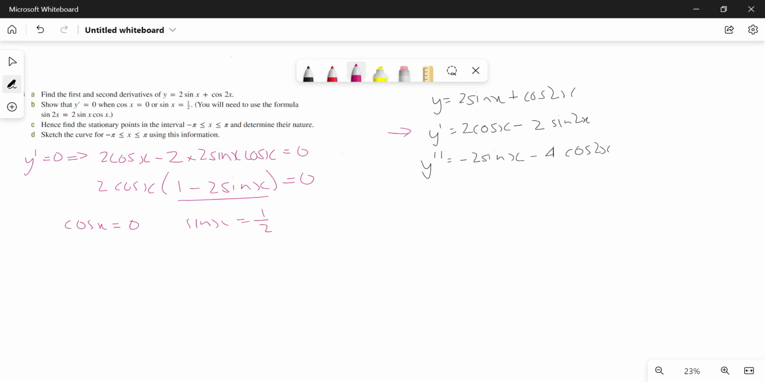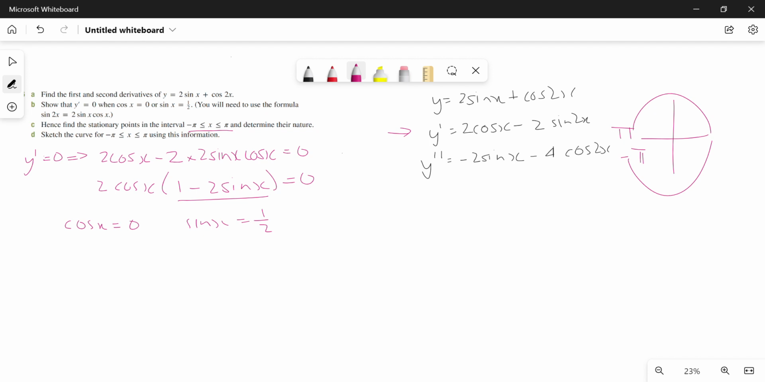Okay, now for cos x equals 0, it doesn't say what interval, but later on you can see we're going to look in the interval from negative pi to pi. So I'll look in those intervals. So negative pi to pi, so we're going all the way around here to pi and all the way around here to negative pi.